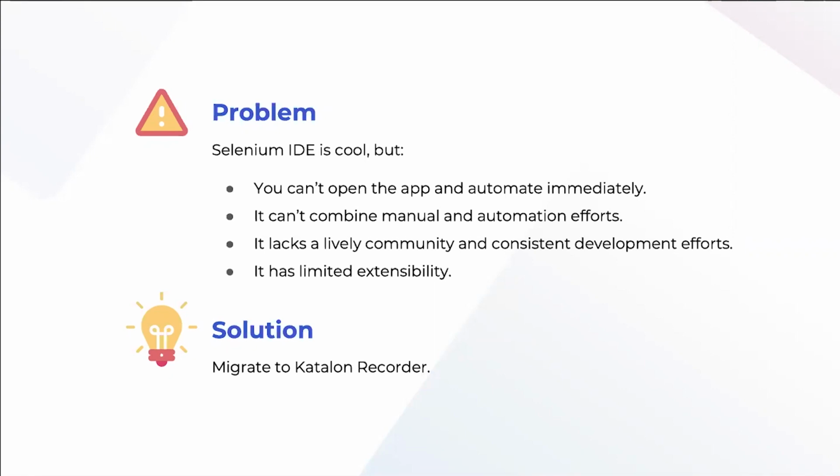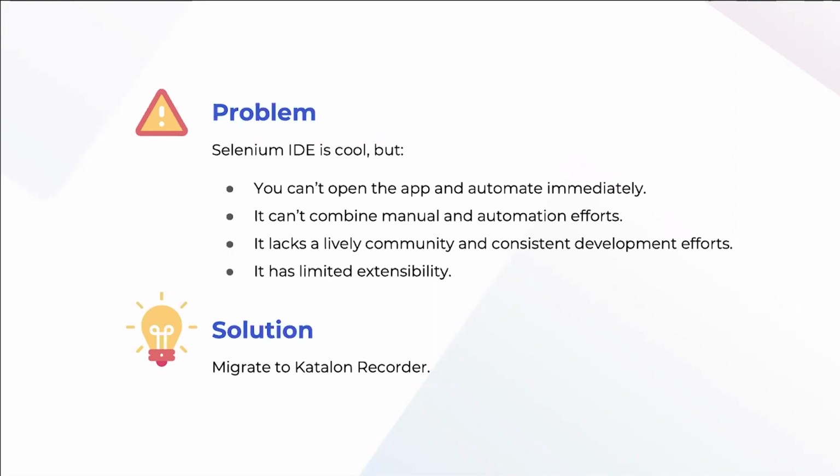Then you don't want to do all these steps over again every time you want to test. It's just better if you can just execute the automation script on the currently active tab. And that's exactly what Katalon Recorder provides. It can execute and record on the currently active tab. So you can combine manual and automation together seamlessly.